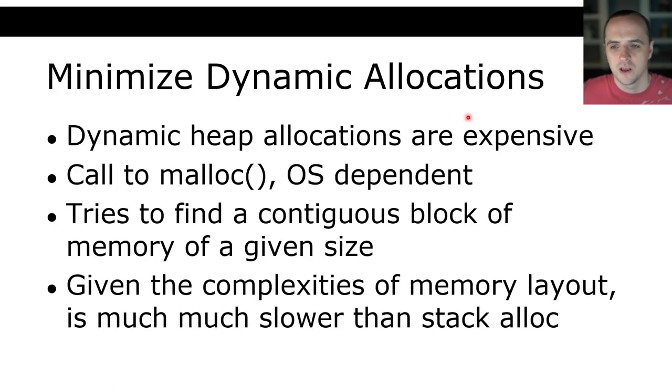All right. The next thing is minimizing dynamic allocations. So dynamic heap allocations are very expensive. They call malloc under the hood, which is the C memory allocation library, which is operating system dependent, okay? And what malloc does is it goes out and tries to find a contiguous block of memory of a given size, and then it returns you a pointer to that contiguous block of memory. But given the complexities of your computer's memory layout, it's way, way slower than using stack allocated things, okay?